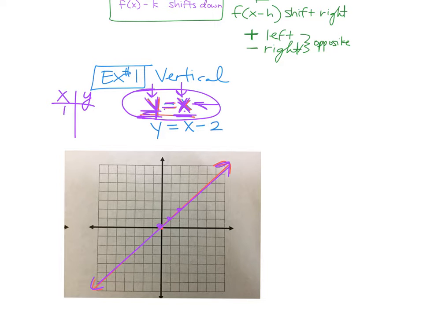If I plug in a 1 right here, y is going to equal 1 because y equals x, right? So 1, 1. If I plug in a 2, what's y going to equal? 2. If I plug in a 0, y is going to equal 0. So you're plotting all those points: 0, 0, 1, 1, 2, 2. Okay, that's your parent function. It always looks exactly like that.